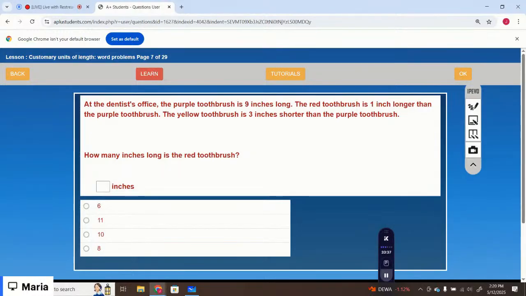At the dentist's office, the purple toothbrush is 9 inches long. The red toothbrush is 1 inch longer than the purple toothbrush. The yellow toothbrush is 3 inches shorter than the purple toothbrush. How many inches long is the red toothbrush?